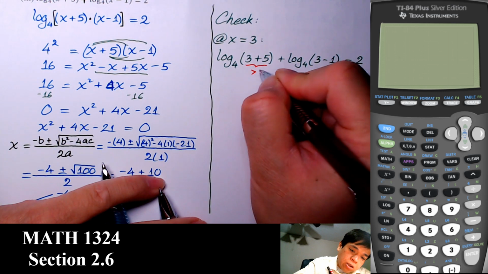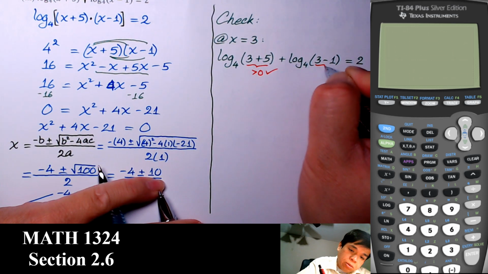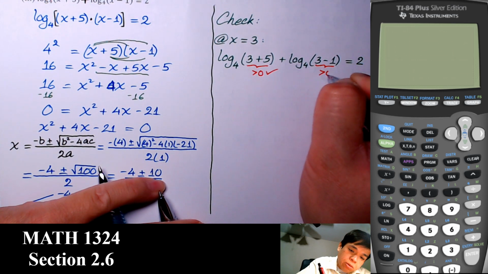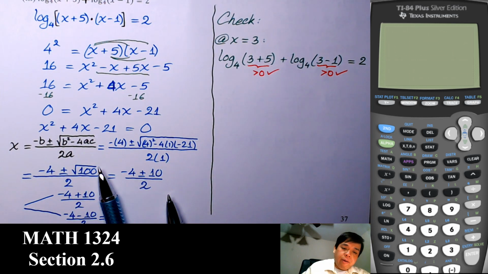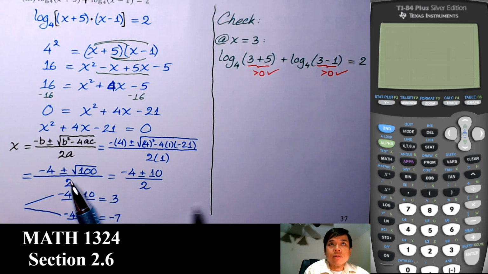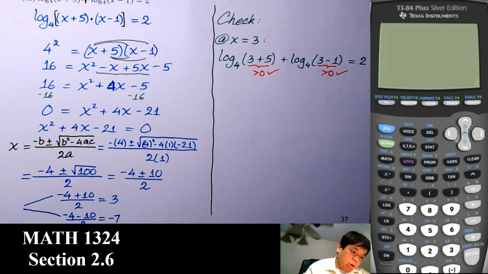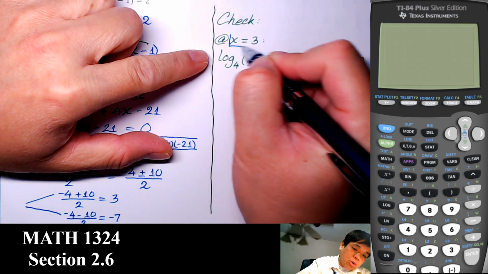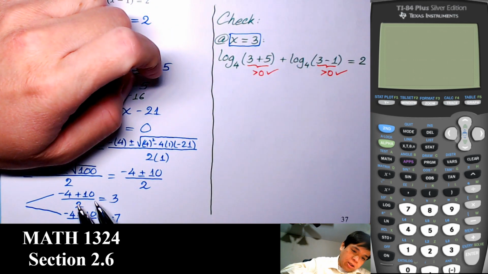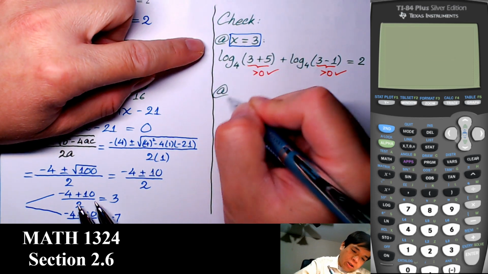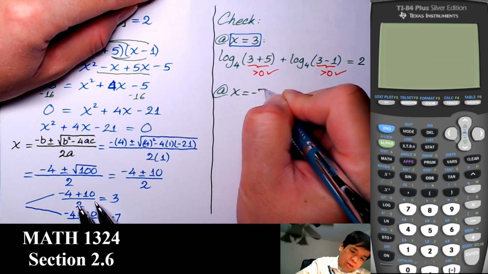So inside every log is positive. All the arguments are positive, so we're good. We have x equal to 3. Now we check x equal to negative 7.